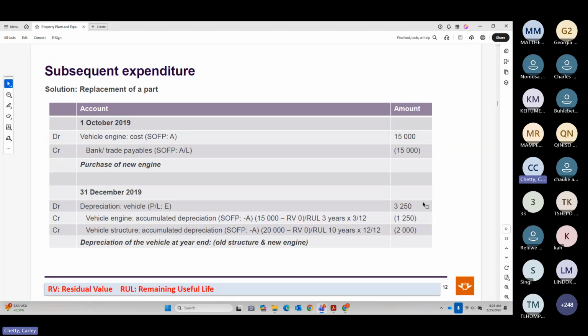Okay, so that is how we deal with the replacement of a part. We need to make sure we have fully depreciated the old part and derecognized it from our financial records before we can record the new part.